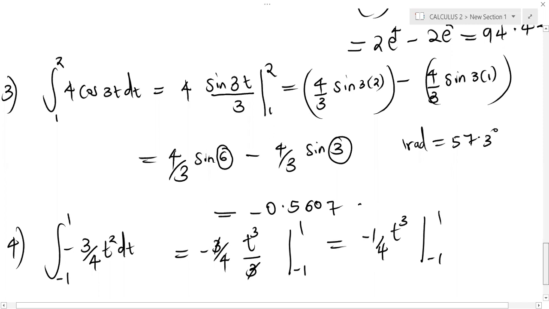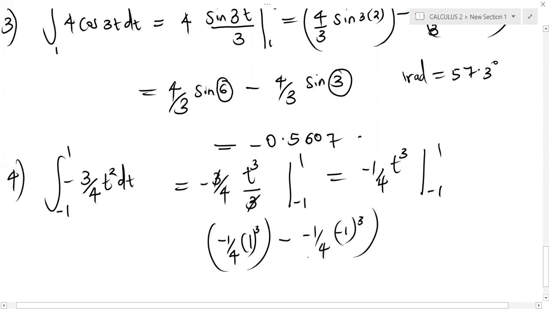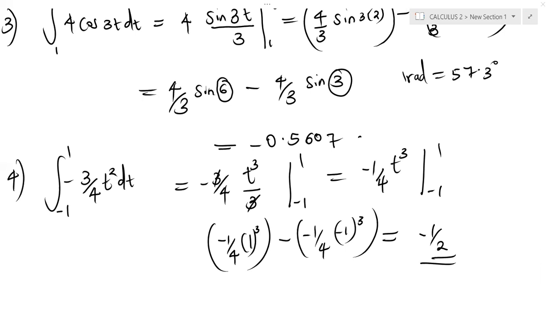Let's now replace the range. Replacing with 1 the first time, I have -1/4 times 1 cubed, then minus -1/4 replacing with -1, -1 cubed. That should give me the answer. If you evaluate that correctly, you should get your answer as -1/2. So that's it for standard integrals and indefinite and definite integrals.